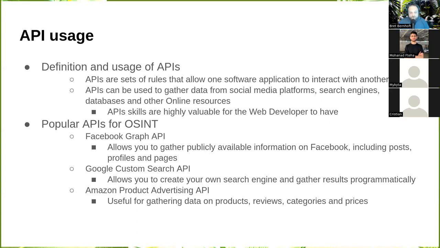Popular APIs for OSINT include the Facebook Graph API, the Custom Google Search Engine API, and the Amazon Product Advertising API. The Amazon Product Advertising API is the most interesting out of those three, in my opinion. You can find a lot of information about the relationships between different kinds of products, and that gives you a lot of insight into how Amazon actually works as a platform.